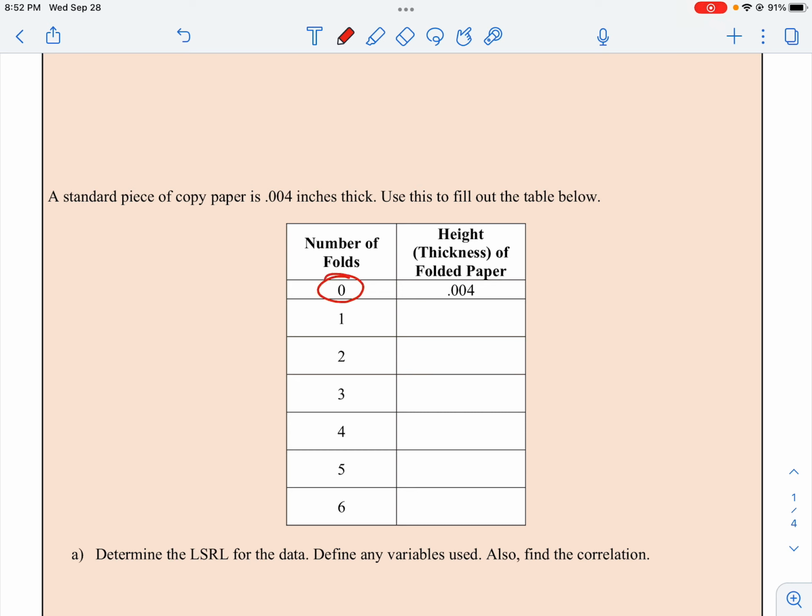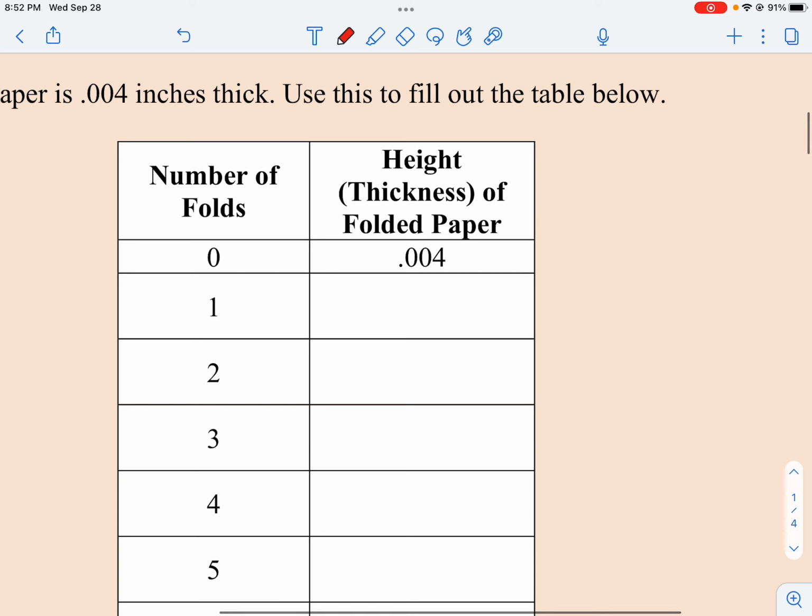So if number of folds is 0, if we do not fold the piece of paper, the height, or in other words, the thickness of our paper is 0.004 inches if we just laid it flat on the ground. Now, if we fold it in half one time, we have 1 fold. Well, essentially what we've done is we've taken that original thickness of 0.004 and we've doubled it, because now there's essentially 2 layers of paper after we folded it. Now, after a second fold, some students will have a tendency to think that it's 0.012 because we're just going to go up by 0.004 each time. But that's not quite the case.